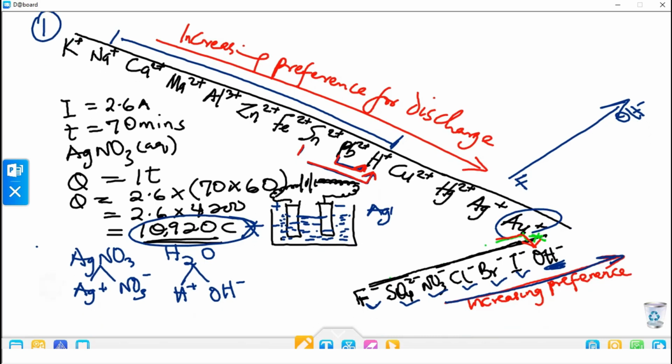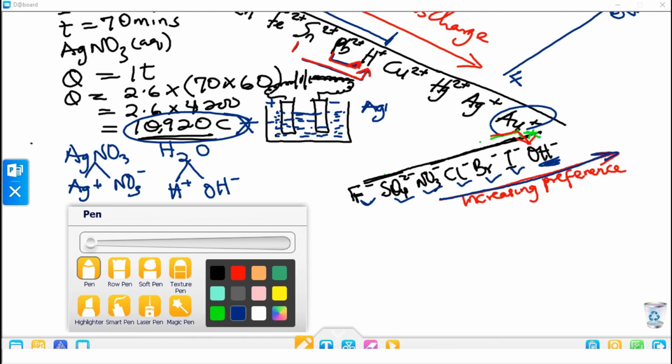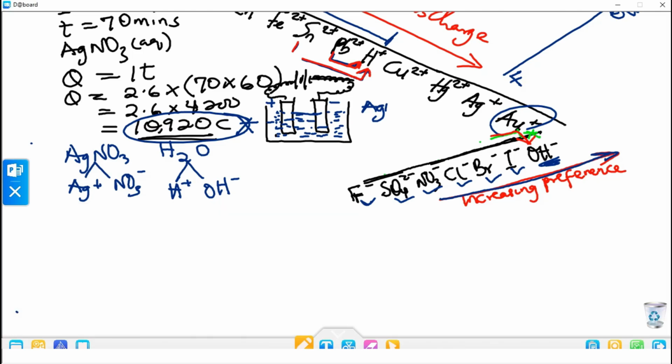To do that, we simply have to say silver has one ion, that is one charge, so it is going to be one electron to give us silver solid. So the silver solid is going to be deposited on the cathode, and this is actually what we need.